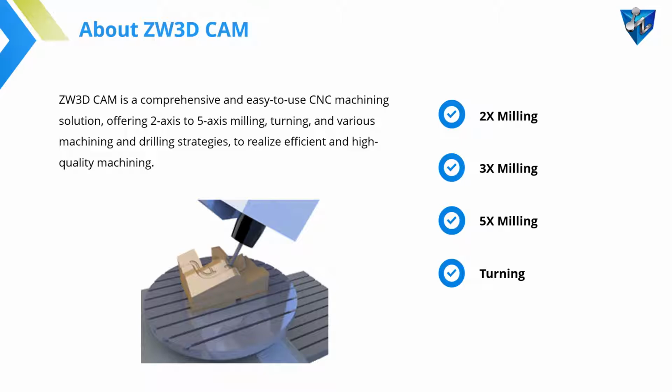ZW3D CAM is a comprehensive CNC machining solution. It offers 2 to 5 axis milling, turning, and various machining and drilling strategies. There are many highlight features in it, including the automatic feature identification and the toolpath editor. They can help your customers generate highly reliable and easy to program toolpaths efficiently.